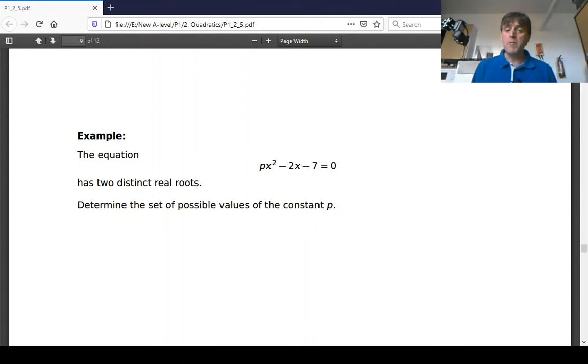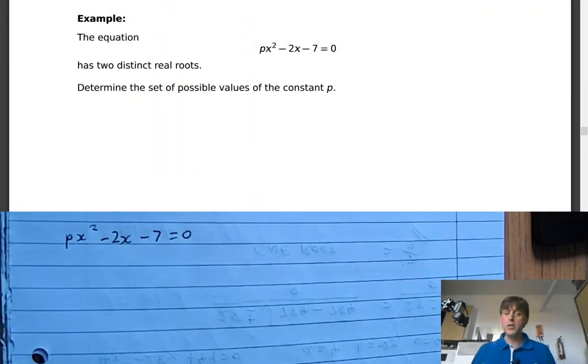Now, there's a couple more things I want to do in this video on this. So the first thing I want to do is look at a very common sort of question which we might meet here. The equation that I put on the screen here, we're told that it has 2 distinct real roots. And we've been asked to determine the set of possible values of that constant p, which is the x squared coefficient in the equation. So let's have a look at this one together, and I'll show you how it works.